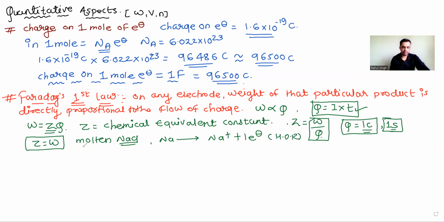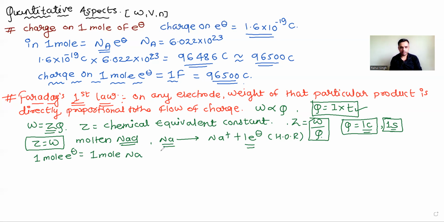We can take reduction also. Sorry, not reduction, half oxidation reaction. So in this case, to get 1 mole of Na plus ion, we need 1 mole of electron. So we can write this as 1 mole of electron, it is equal to 1 mole of sodium.